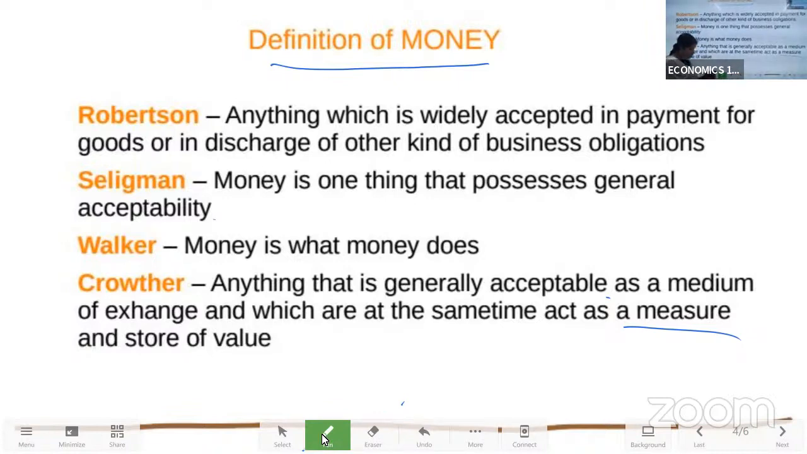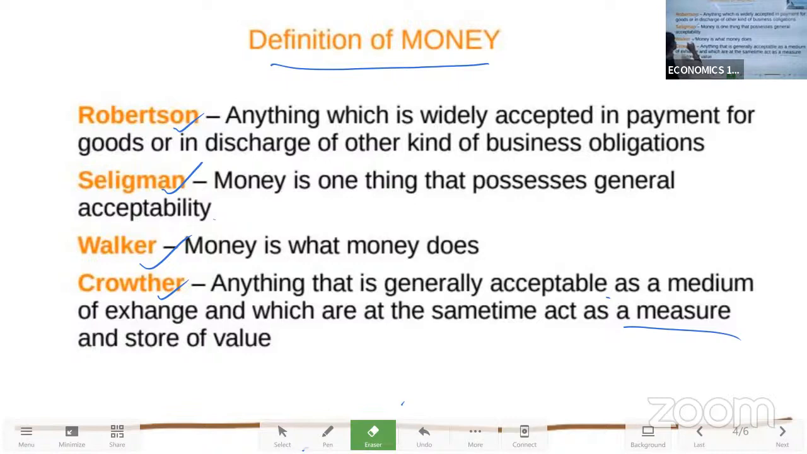From an examination point of view, you can write what money means as just the introduction part. What I told: money plays a very important role. Before the barter system, to overcome the difficulties, money was introduced. Then money is derived from the name of the Roman goddess Juno Moneta. Then the definition, you can write whichever you feel convenient. And those who are writing the betterment exam, you can write all the definitions: Robertson, Seligman, Walker, and Crowther. Four definitions.